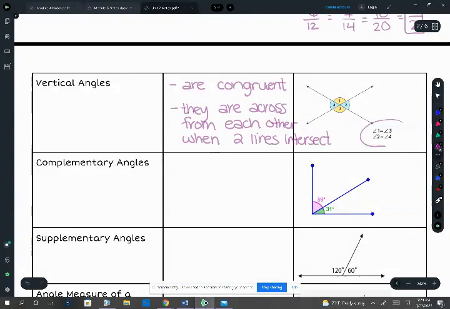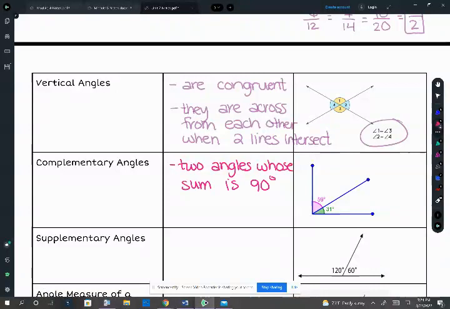So when we look at that, we've got angles 1 and 3. So we've got our 2 lines that are intersecting. 1 and 3 are across from each other, and then 2 and 4 are across from each other, and they're equal to each other. And then we've got complementary angles. So complementary angles are 2 angles whose sum is 90. So you notice that 59 plus 31, if I add them together, equals 90 degrees. So that means that those 2 angles are complementary.